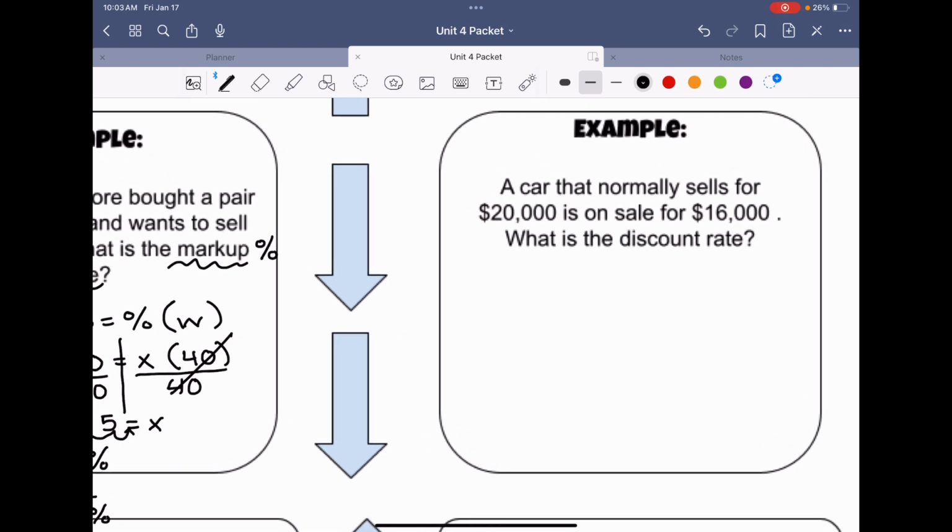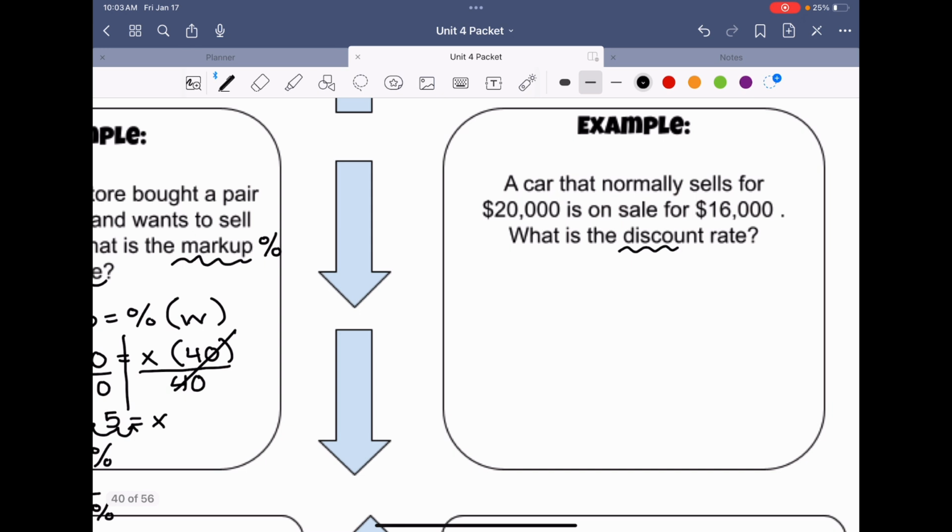Okay, so a car that normally sells for $20,000 is on sale for $16,000. What is the discount rate? We can also help ourselves understand where to put our numbers based on what it's telling us the percent is. So it tells it's a discount, which means from the original to the new, it should be going down. So the larger number should be the whole. So 20,000 is going to be the whole. We're finding our percent, and 16,000 is the part. So let's plug it into our formula.